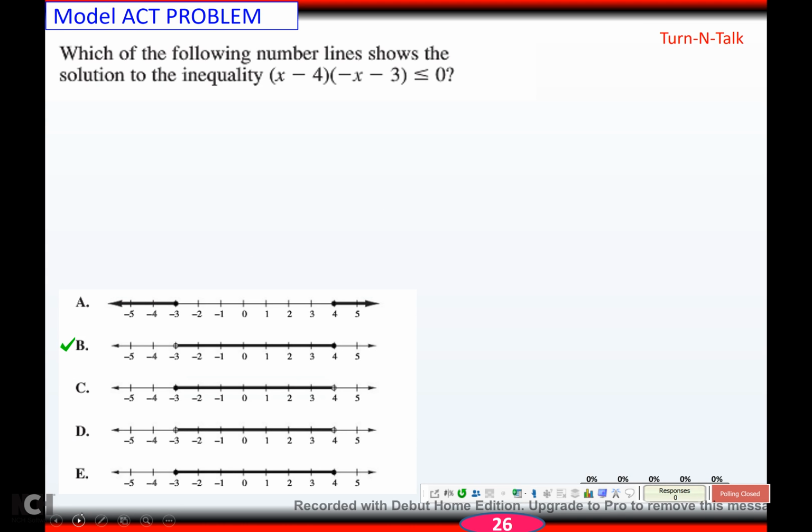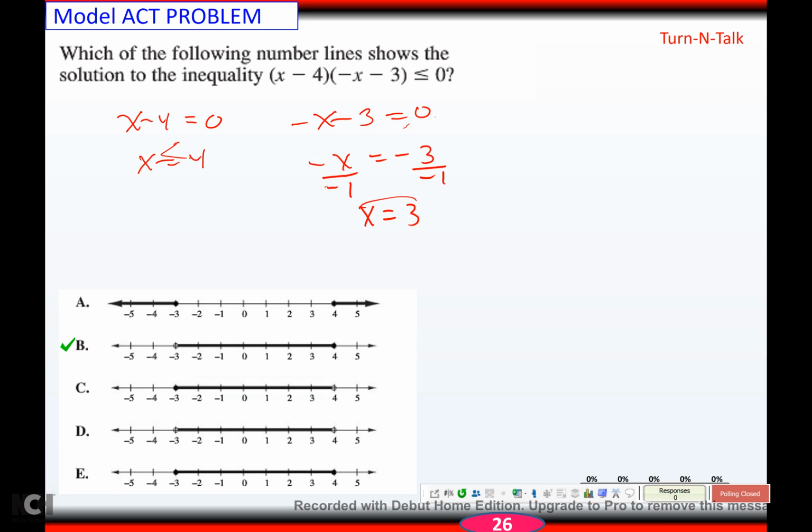All right, which of the following number lines shows the solution to this inequality? Well, they've already factored it, so now it's just a matter of setting the factors to 0 and solving. So I would have x equals 4. And this one, I'm going to add 3. Negative x equals negative 3. Divide by negative 1, I get x equals 3.